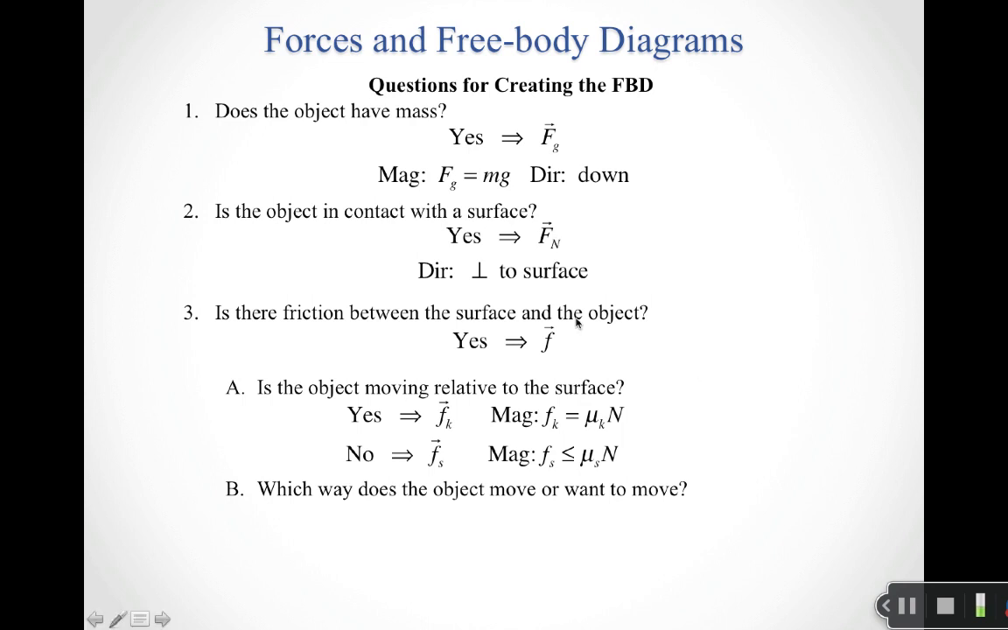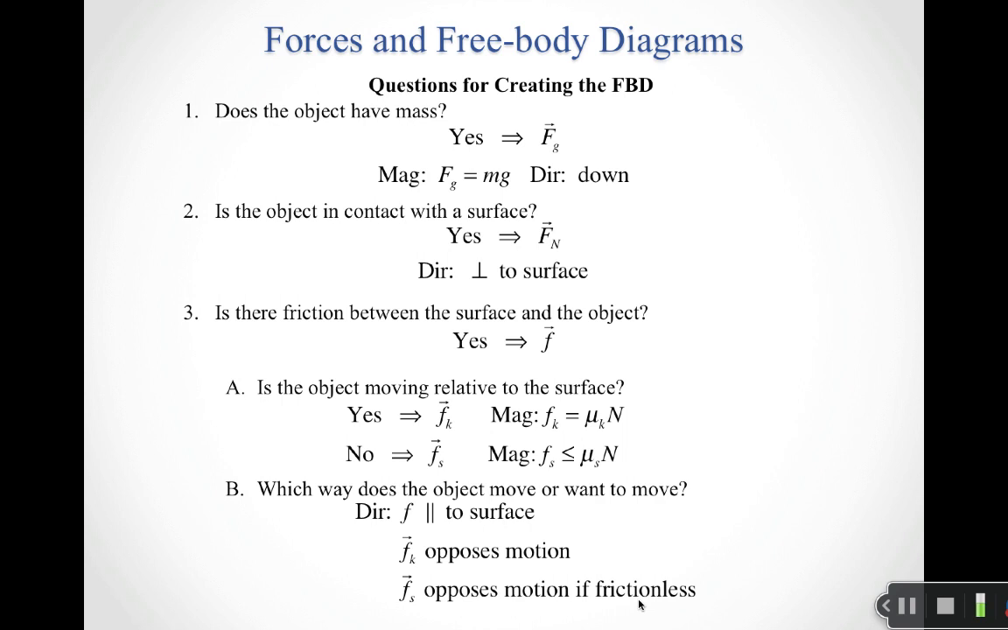In which way does the object move or want to move? So the first question is telling me which type of friction force I have and what I need to do about the magnitude. The second question here is telling me about direction. So I know that friction is always going to be parallel to the surface. It's always going to be along the surface. If I have kinetic friction, it always opposes motion. Static friction opposes the motion that would occur if the surface was frictionless.